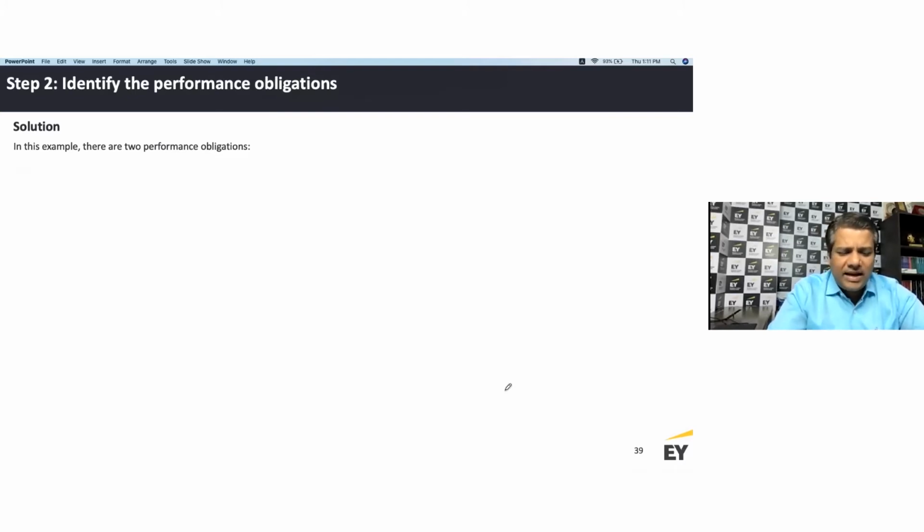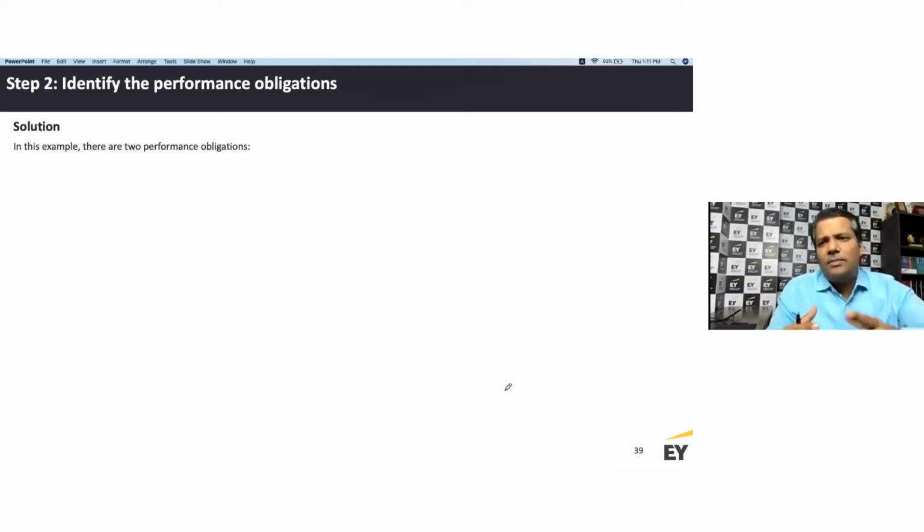And remember when I said, how do you identify whether they are two separate performance obligations or one? It is capable of being distinct and distinct within the context of the contract. So even though the equipment and the installation are capable of being distinct, are they distinct in the context of the contract? And how do you identify this? Is this the customer?